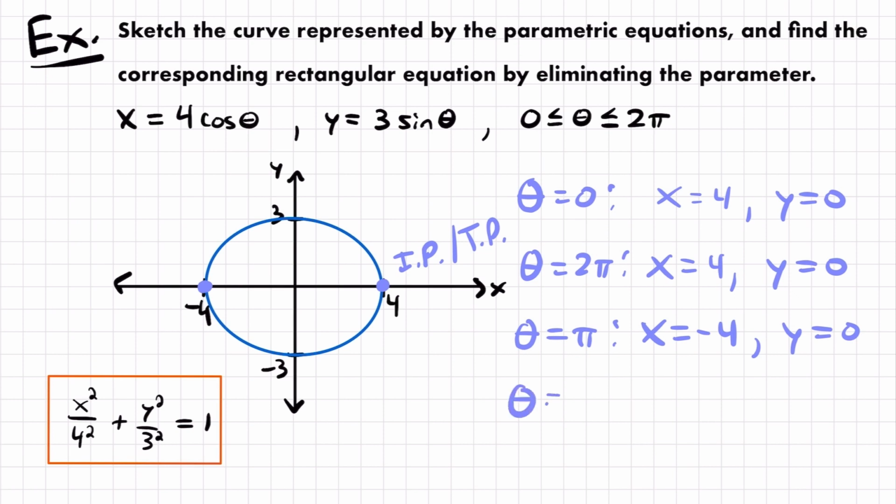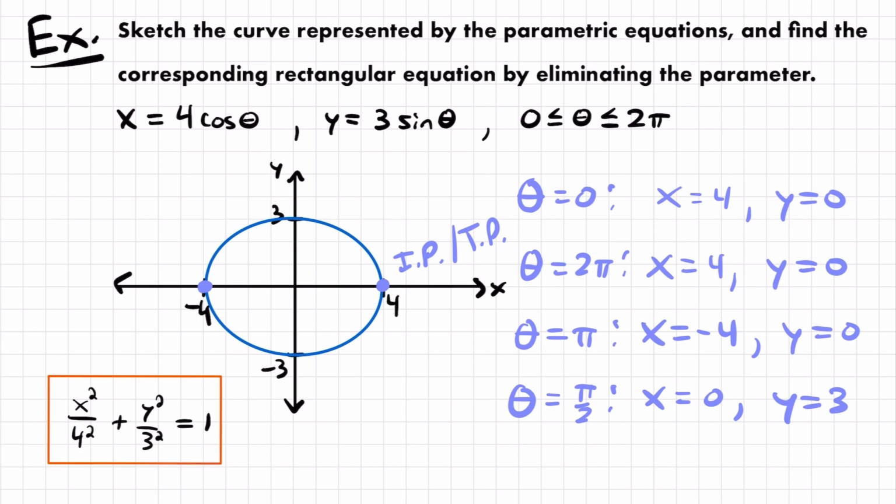This time let's use pi divided by 2. That's still within our interval for our parameter. And when theta equals pi divided by 2, we'll plug that into cosine. And cosine of pi divided by 2 is 0. So we have 0 times 4, which is 0. So x will be equal to 0. And then, if we put pi over 2 into this equation, sine of pi divided by 2 is 1, so we'll have 1 times 3, which is 3. So y is equal to 3.